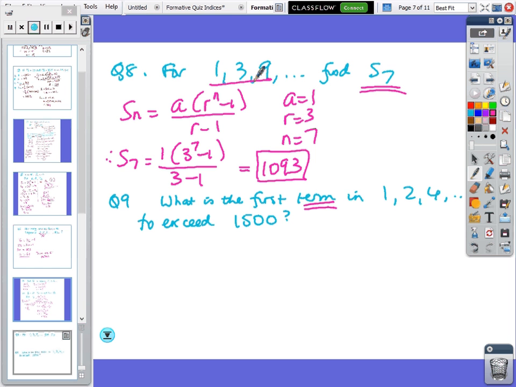Because you're adding numbers up, you're expecting that it has to be a whole number. It couldn't be a fraction. If you get a fraction, you know you stuffed it up somewhere.